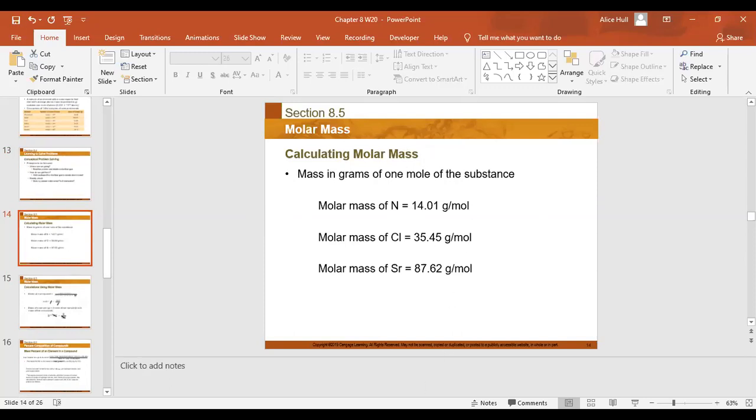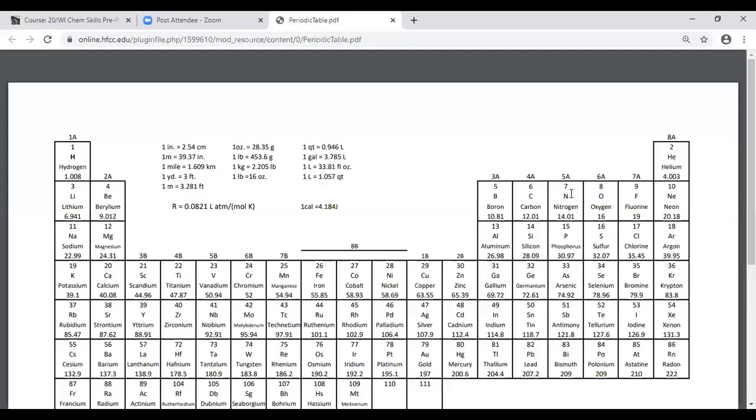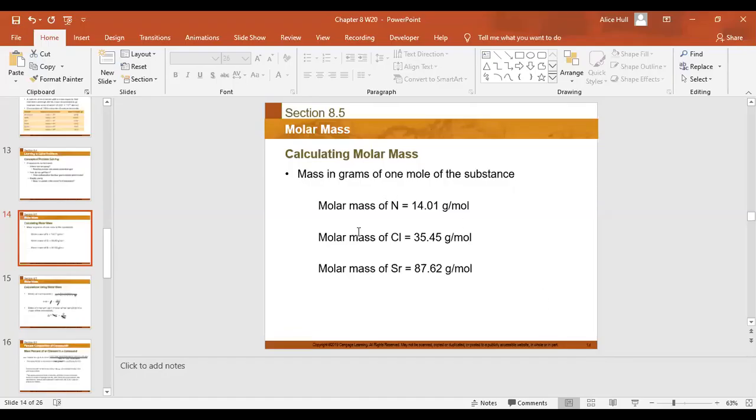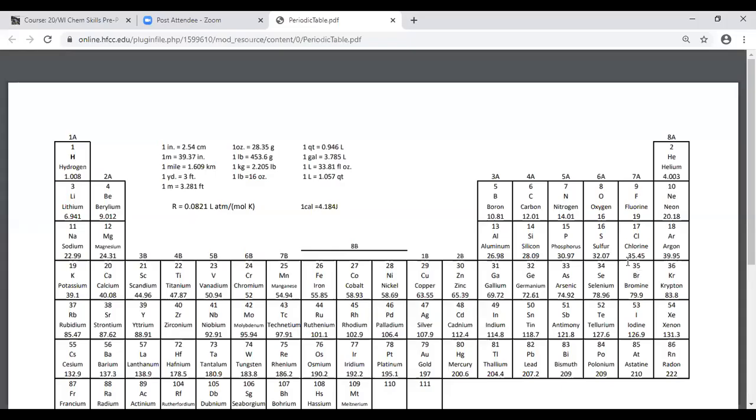So I'm going back over to our periodic table. Let's go look at nitrogen. Okay, nitrogen is up here. Let's look at the number, 14.01 grams in 1 mole of nitrogen. Okay. Molar mass of chlorine. If we look at chlorine, the 35.45 grams per mole, chlorine should have 35.45 on the periodic table. Let's take a look. Where's chlorine? Right here, 35.45. So you guys see the pattern that's happening here, right?